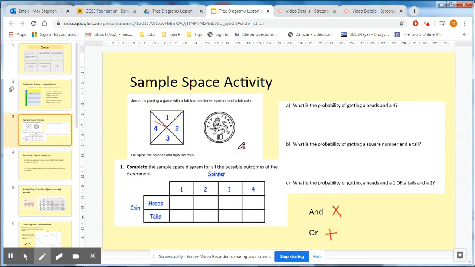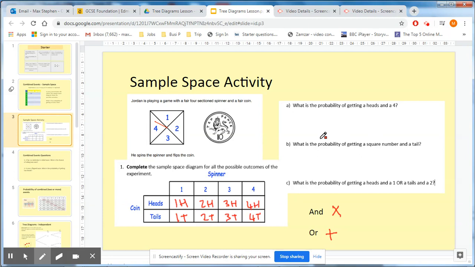Okay, so I'm going to go through the solutions of these. First, we're going to complete the sample space. So very similar to what we had before. So now we've got a coin and we've got a spinner. So our possibilities are 1 in heads. I can have 1 in tails. 2 in heads, 2 in tails. 3 in heads, 3 in tails. 4 in heads, 4 in tails.